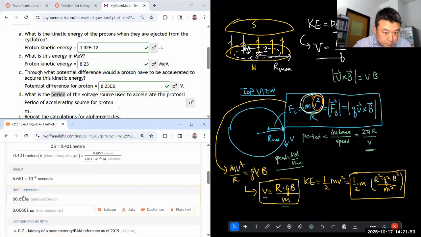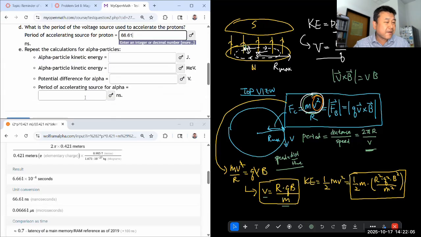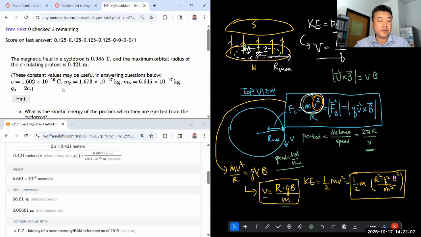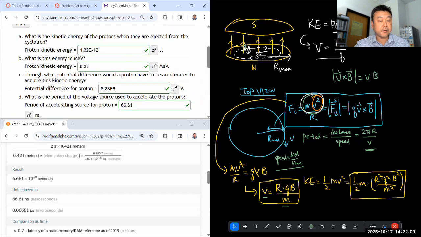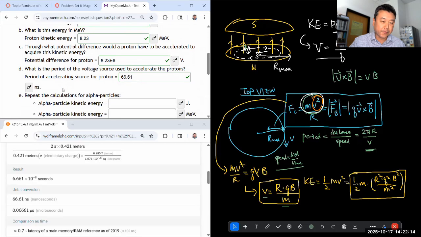Wow, nanoseconds. Okay, that's comforting that the question is expecting the answer in the units I already have. So 66.61 nanoseconds. Let's hope that's right. If that's not right, then I'm going to try half of it maybe. Okay, that's right.